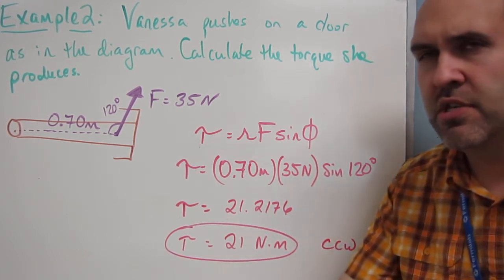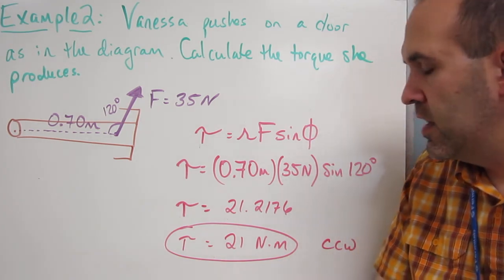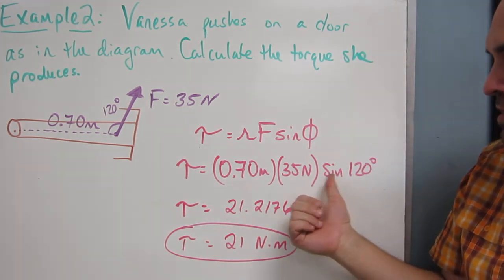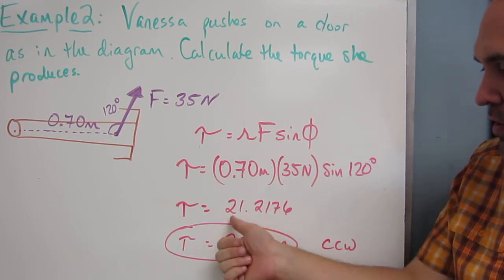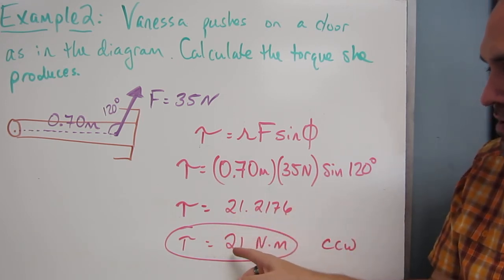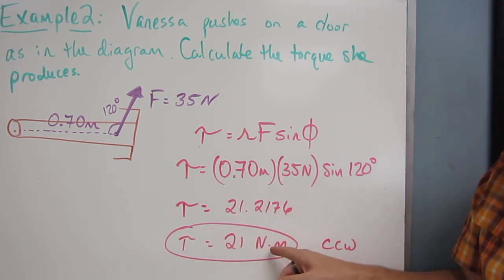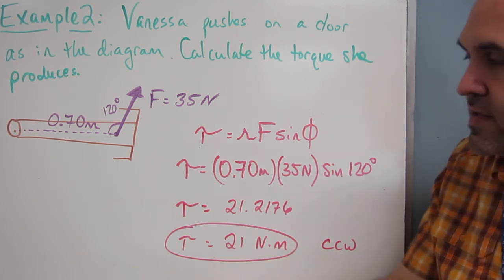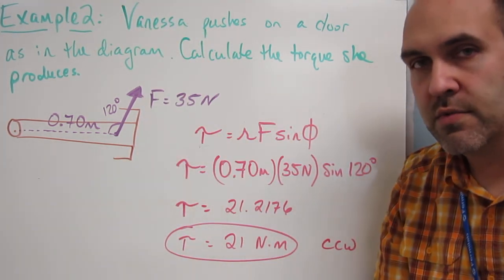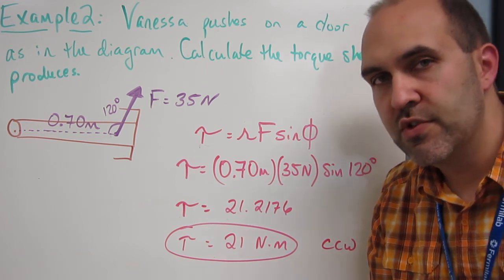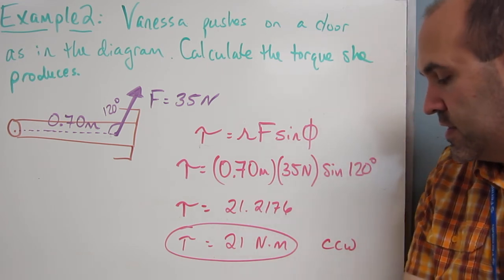Now that turns out to be, I think, the square root of 3 over 2, or 0.86 something. Multiply by that, and then we get 21.217. Rounding that off to 2 sig figs, 21 newtons times meters. I'll put the dot there. And again, this is also counterclockwise. It would tend to rotate that door opposite the direction of a clock. So CCW there for that.